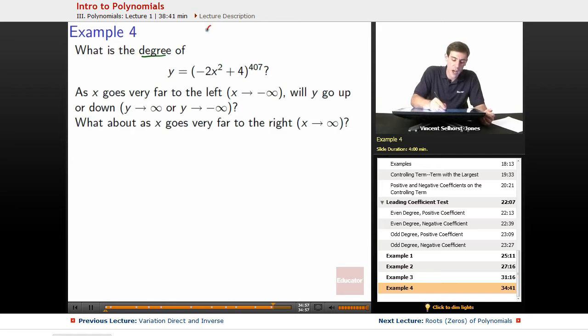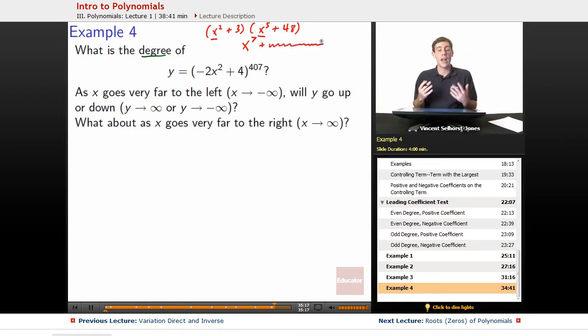So notice, if I've got quantity x squared plus 3 times quantity x to the 5th plus 48, do I have to look at anything else to figure out what the degree is going to be other than the front parts? No, because I know only the x squared and the x fifth are going to come together to make x to the 7th. And there's going to be other stuff, but I know I can't get any higher exponents out of this than the x to the 7th. It's going to be the leading term that will have the highest exponent.